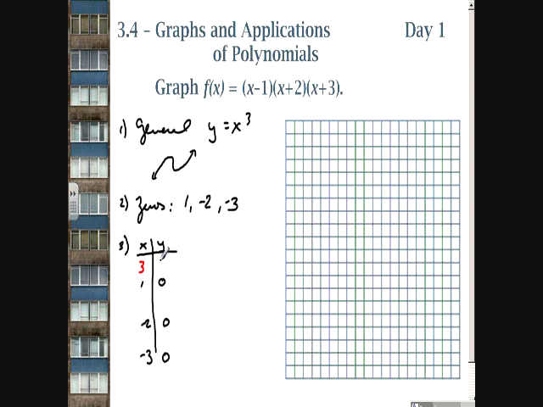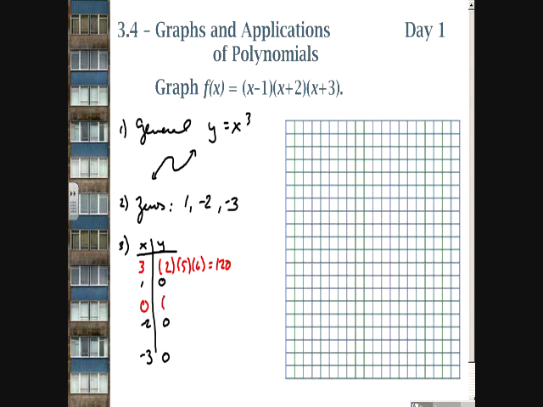If I plug a 3 into this factored function up here, 3 minus 1 is 2. 3 plus 2 is 5. And then 3 plus 3 is 6. So in this case, I've got a number of 120. So it's going to be way off my graph. Pick a number like 0 here in between 1 and -2.